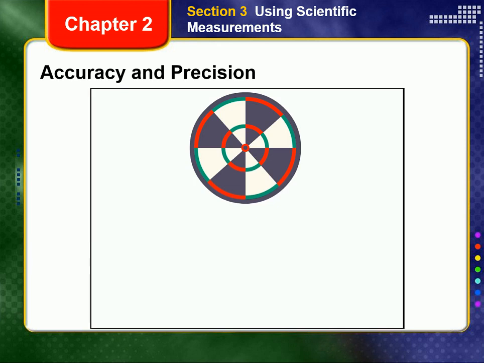Accuracy is the closeness of measurements to the correct or accepted value of the quantity measured. Precision is the closeness of a set of measurements of the same quantity made in the same way. Consider a game of darts. The target or accepted value is the bullseye in the center. The person who threw these darts is both precise and accurate. All the darts are grouped very close to the bullseye.